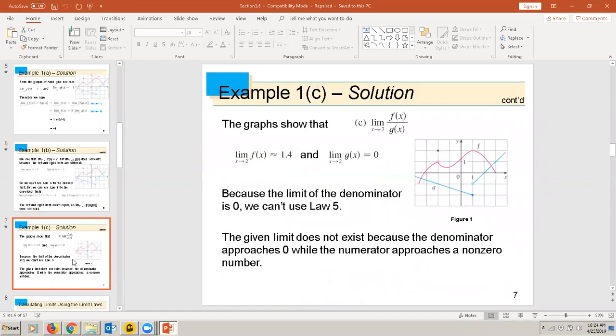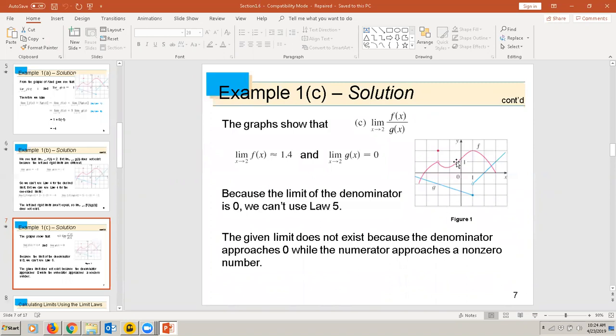All right, let's go to section 1C. This says, what's the limit as x approaches 2 for f of x divided by g of x? Well, remember there's a property that says you can break this up and take the limits separately of the top and the bottom. So let's go ahead and find the limit for f of x. This is as x approaches 2.